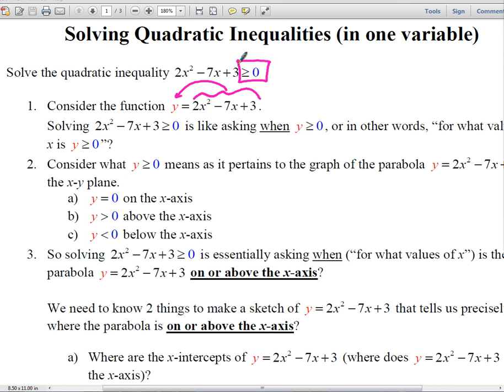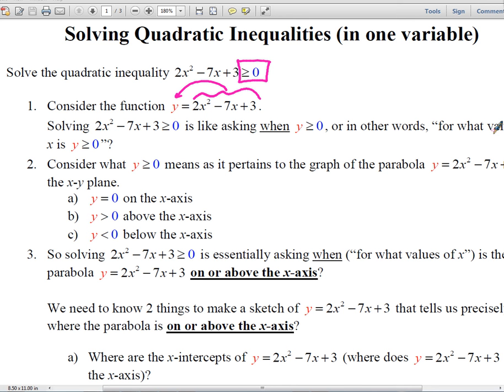Okay, so if we were to sketch this parabola, that's just like asking when y is greater than or equal to 0, what does that mean in terms of the graph? We want to find all the x values. So maybe a better way of saying this is, for what values of x is y greater than or equal to 0? What does that mean in terms of our sketch, though? That's the important thing. When y is greater than or equal to 0, where is that going to be on the parabola in the xy plane? What parts of the parabola that I sketch?